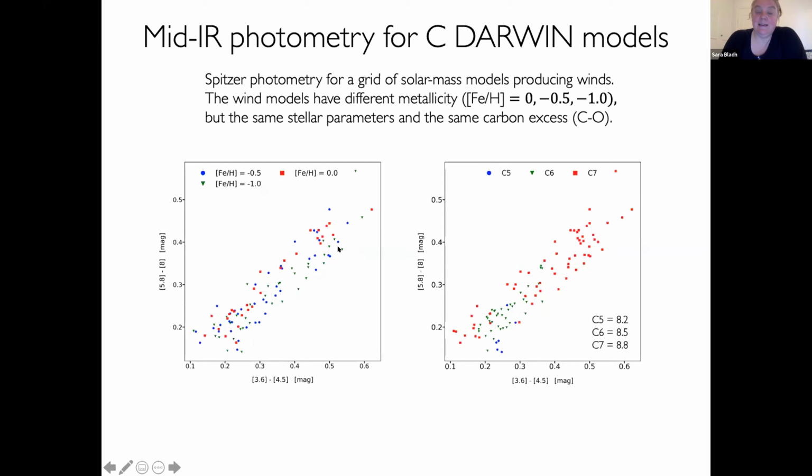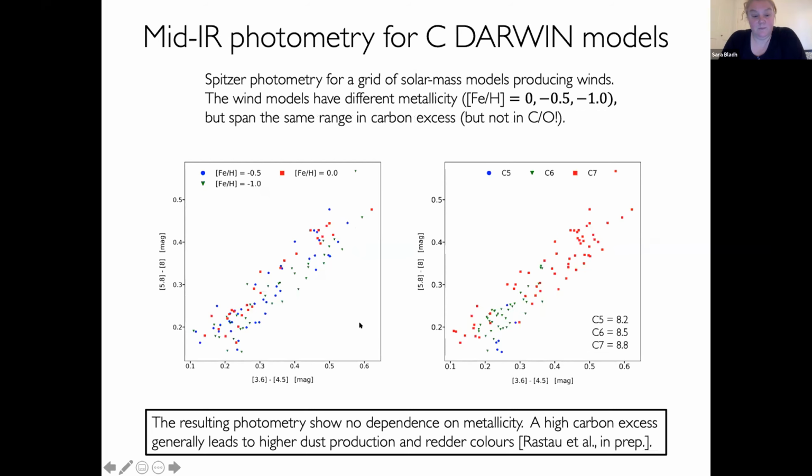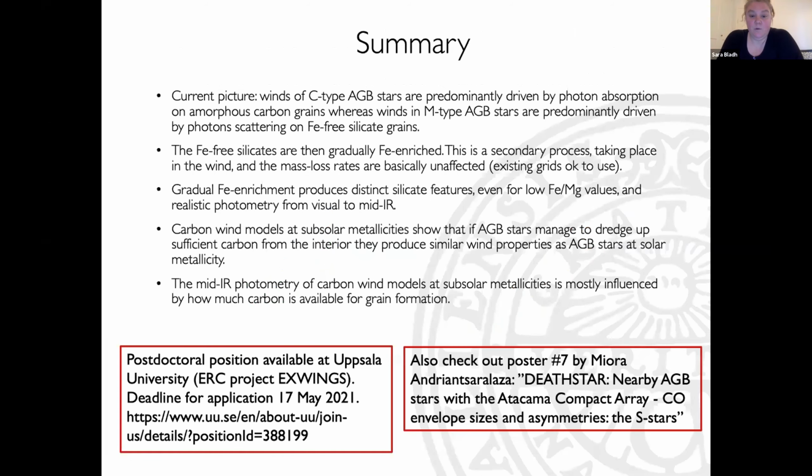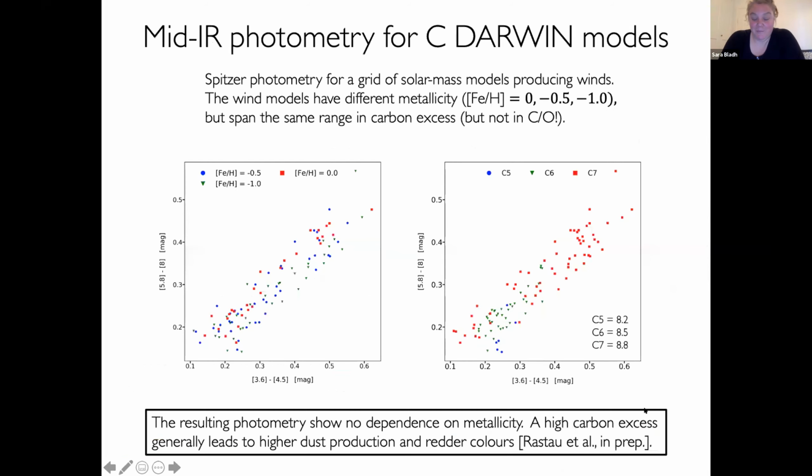So basically, as with the wind properties, the metallicity is not strongly affecting the resulting photometry, whereas it's mostly decided by how much free available carbon you have for grain formation. Oh, and sorry, I just have to say, this was done by my master student last year, Bladh.